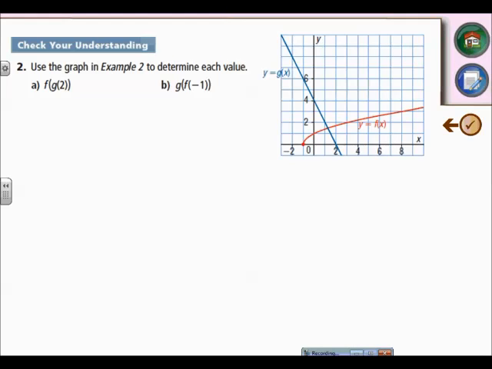Okay, so the first thing you want to do when you're doing compositions graphically is to draw your line y equals x. Through (0, 0), (1, 1), (2, 2), (3, 3), (4, 4). So right through there, making it beautifully straight.